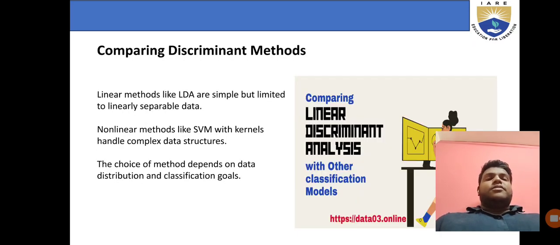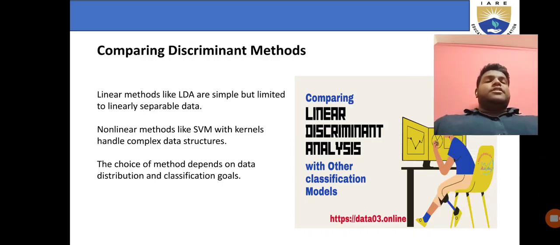Comparing discriminant methods. Linear methods like LDA are simple but limited to linearly separable data. Nonlinear methods like SVM handle complex data structures. The choice of method depends upon our data distribution and classification needs.